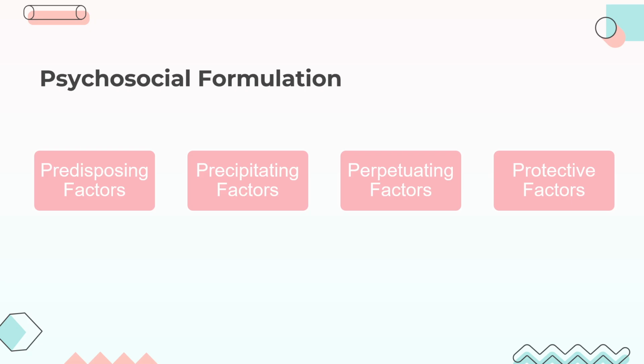Moving on to the perpetuating factors, her anxiety is being maintained because she doesn't communicate with her family members. She avoids friends because she is having some anxiety within her. Because of this, her illness has been maintained. That is a perpetuating factor.